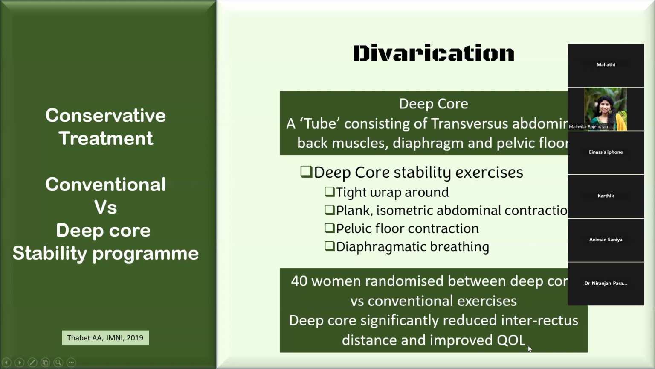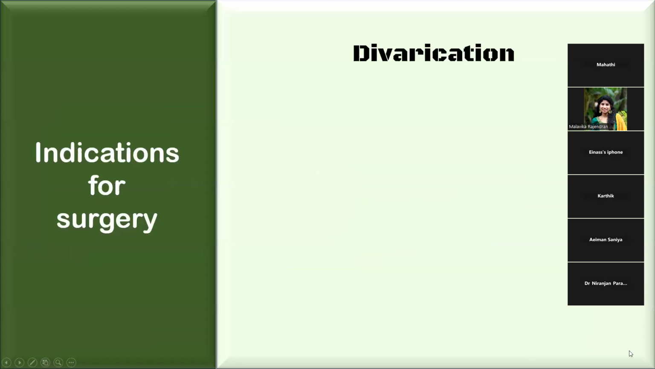So this is important to understand that only abdominal exercises is not enough. You should try and teach them the deep core stability. Okay, what would be the indications for surgery? A small minority need it. The series are very variable, varies anywhere between 10 and 30%, depending on the unit who recommend it. But what would be the general principles where you would recommend surgery?